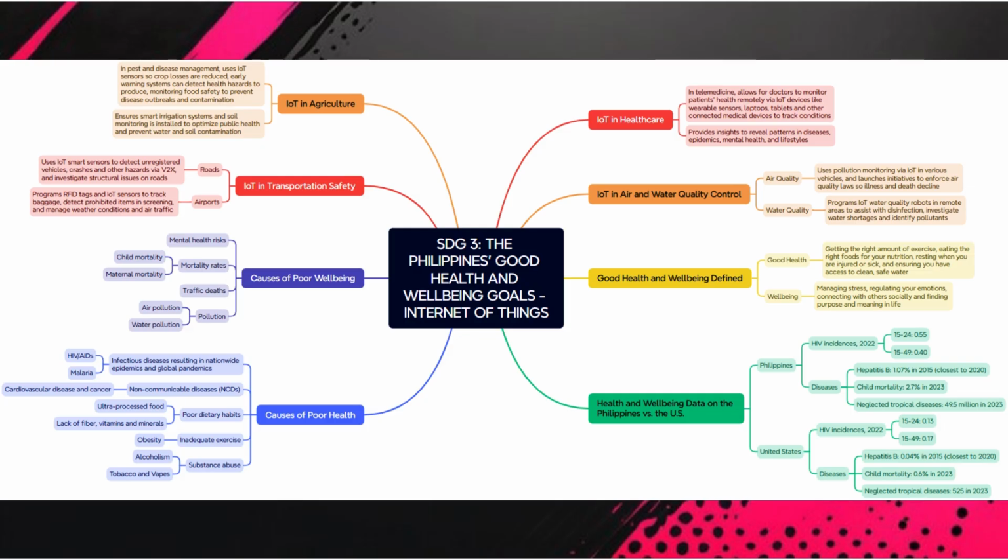IoT and transportation safety. Let's look at roads. The Philippines uses IoT smart sensors to detect unregistered vehicles, crashes, and other hazards through vehicle-to-everything communication, and investigate structural issues on roads. In airports, RFID tags and IoT sensors are programmed to track baggage, detect prohibited items in screening, and manage weather conditions and air traffic.